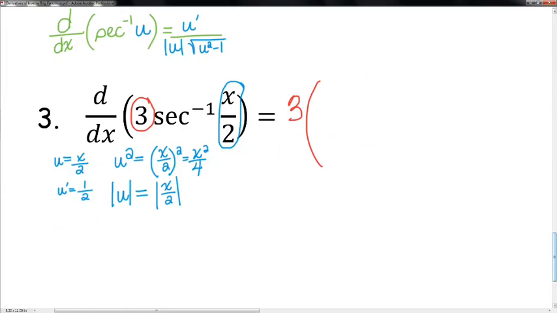So we have u prime, which is a half, over the absolute value of u, which is going to be x over 2, times the square root of u squared, which was x squared over 4, and then we're going to subtract 1.